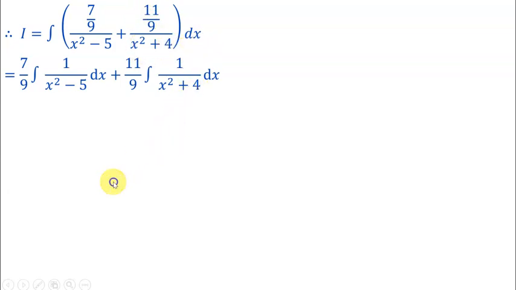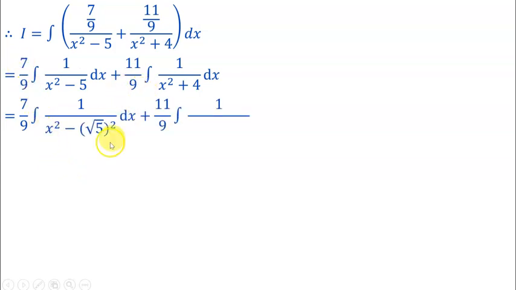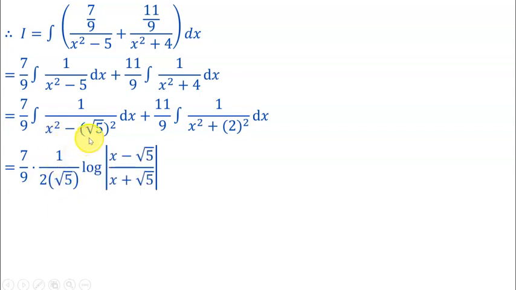Now separate the integral. Take the constant outside the integration. 5 means what? Root 5 squared. 4 means what? 2 squared. It's of the form 1/(x² − a²), which is 1 upon 2a log of |(x − a)/(x + a)|. So 7/9 into 1 upon 2a, where a is root 5.